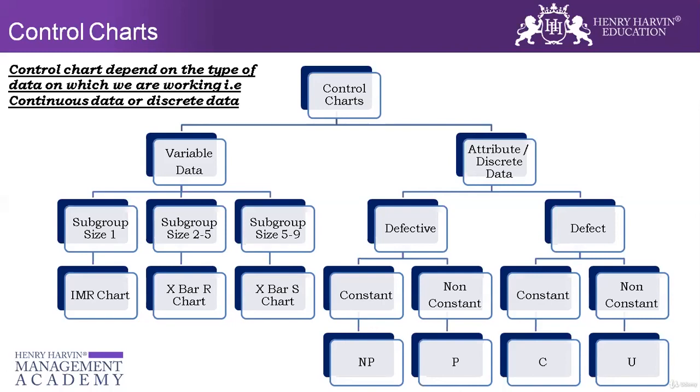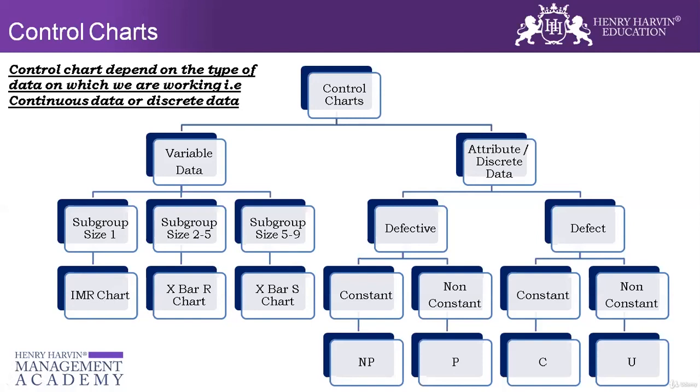If my data is variable, which means if my data is continuous, I will use 3 sorts of control charts. First is the IMR chart, which is called the individual moving range chart, when my subgroup size is 1. Here the subgroup is not what we discussed earlier. It is not the levels. It is not the subgroup.